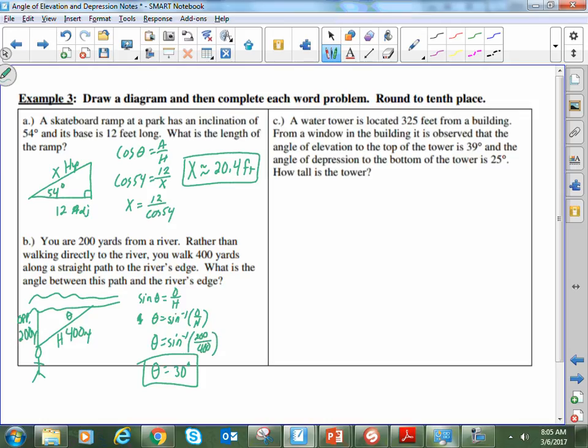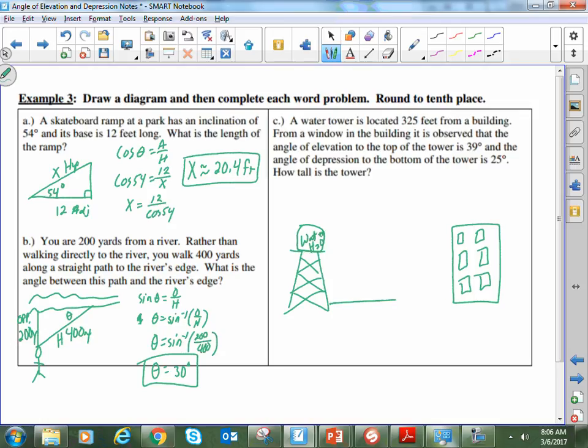So we'll go ahead and say, here's my water tower. Okay, we have a water tower. And let's see, we have a building that's 325 feet away from it. So we have a building that I have no idea how tall to make. You don't need to go into any kind of this detail. This is just how my brain works when I work it out.